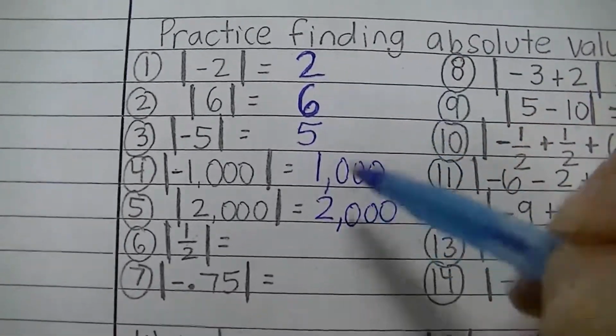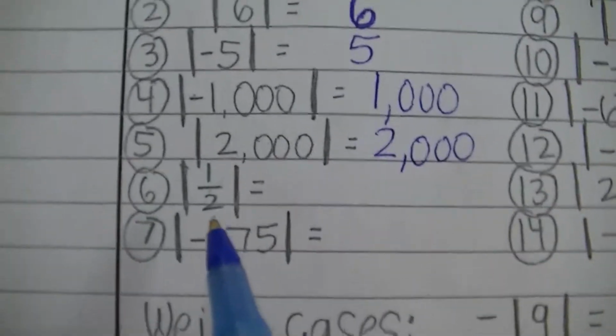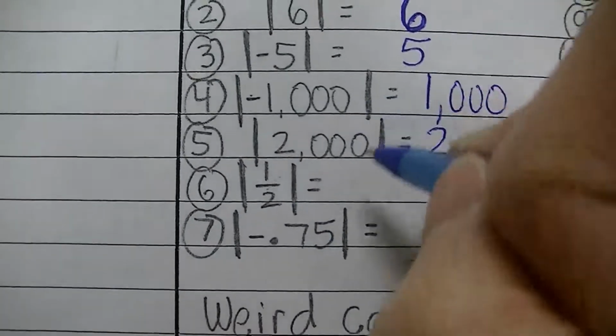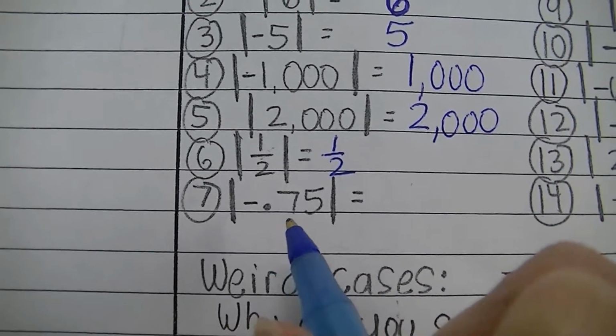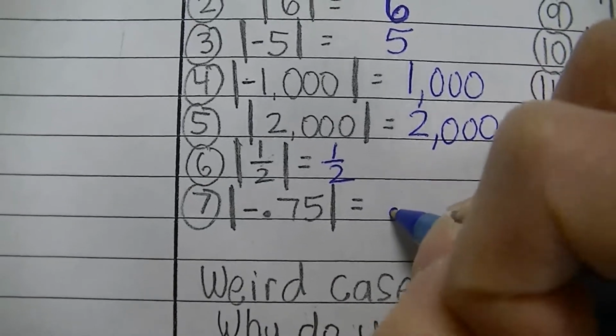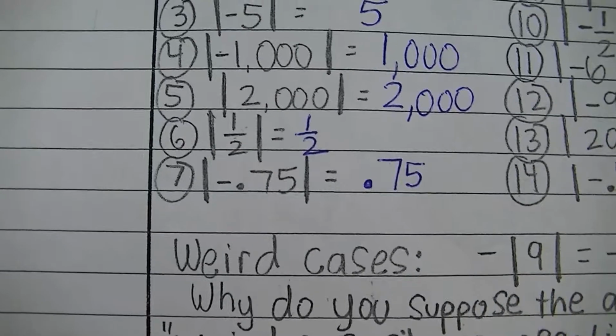And it doesn't just have to be integers. We can also find the absolute value of fractions and decimals. So the absolute value of 1/2 is 1/2. The absolute value of -75 hundredths is 75 hundredths. It's 75 hundredths of a unit away from 0.